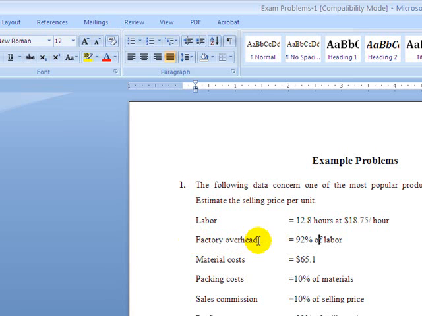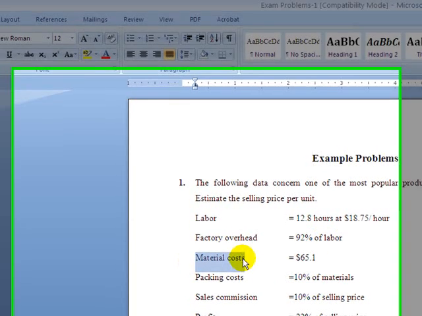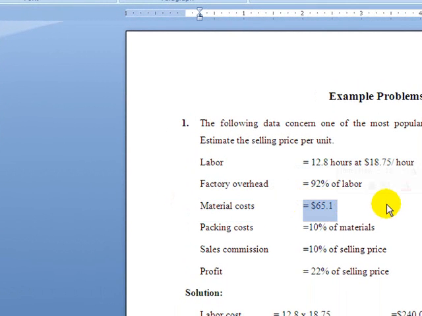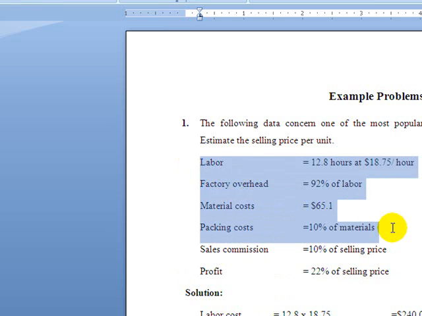So let's see what the factory overhead is here. Factory overhead is 92% of labor. So for each $100 spent on direct labor, 92 extra dollars need to be spent on the overhead. Then the next item is material cost, that is $65.10. Then packing cost is 10% of material cost. Cost for packaging is 10% of the material cost. So these first four are cost components.